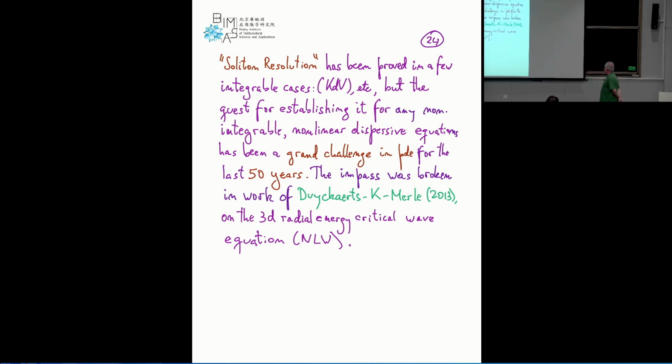So soliton resolution has been proved in a few integrable cases. For instance, in KdV, in the second one in the KdV list, and in some others, nonlinear Schrödinger equations in one dimension with cubic nonlinearity, for example. But the quest for establishing soliton resolution for any non-integrable nonlinear dispersive equation has been a grand challenge in PDE for over 50 years. Okay? So the impasse was broken for the first time in a time reversible PDE in the work we did with Duyckaerts and Merle in 2013 on the three-dimensional radial energy critical wave equation. Okay, so far I have avoided writing equations. I have to start writing some equations. Okay.